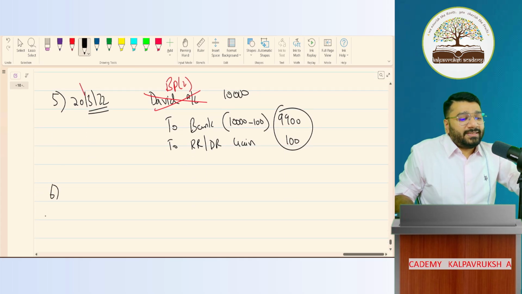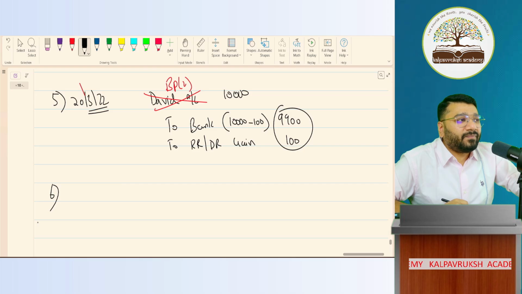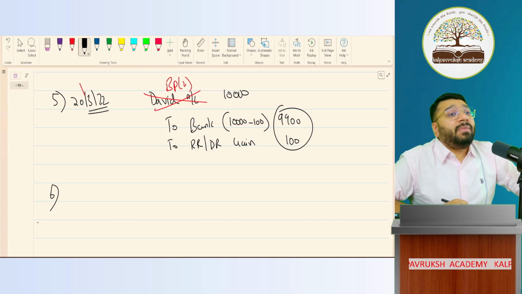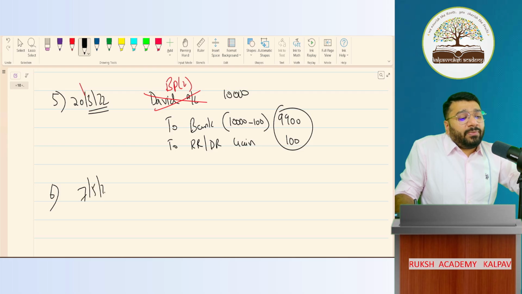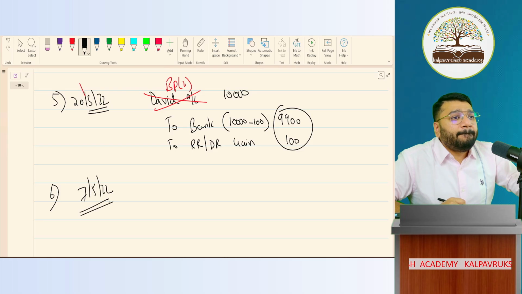Now, 6th entry. What is happening? Before the maturity of the BP3, the person is declared as insolvent. So actually, on the date of declaration of insolvency, we are supposed to cancel the BP3. But in the textbook, on 7 May 22, they are cancelling the BP3.